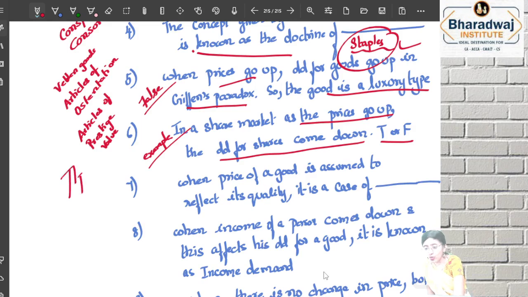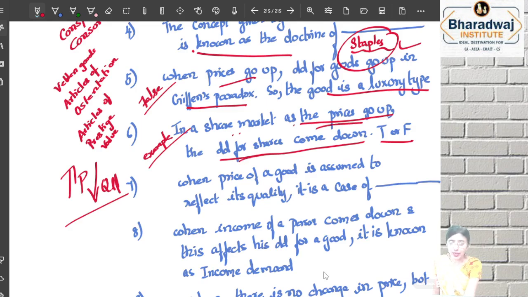As the price goes up, quantity demanded comes down. This is the law of demand. Here we are discussing an exception to the law of demand. Can you notice that? This is not the law of demand, it's an exception. Demand and price are not inversely related as per the law.